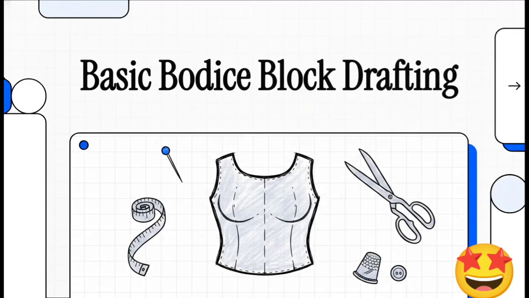Hey everyone, and welcome back to our Fashion Design Explainer. Today, we are taking a massive leap. We're stepping right out of the theoretical realm and jumping straight into reality as we unpack Class 5, which is all about basic bodice block drafting. Let's see how the magic actually starts to happen on paper.